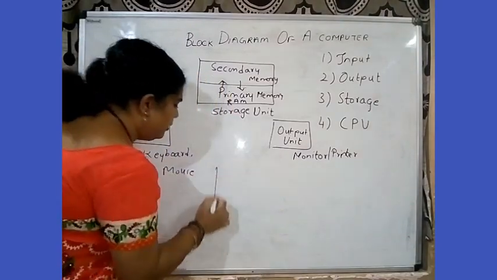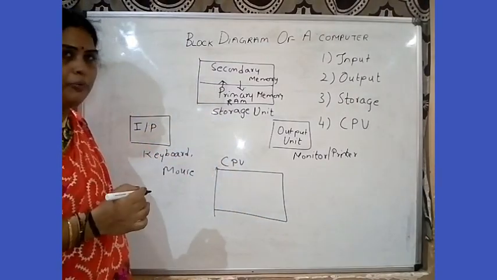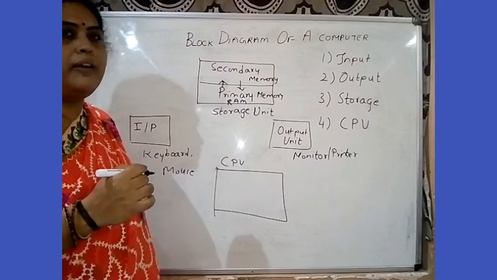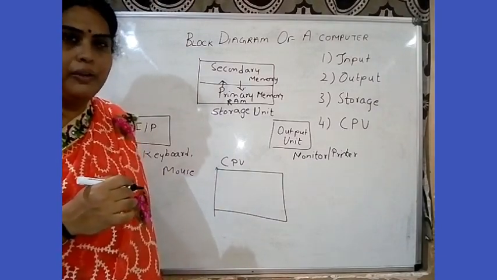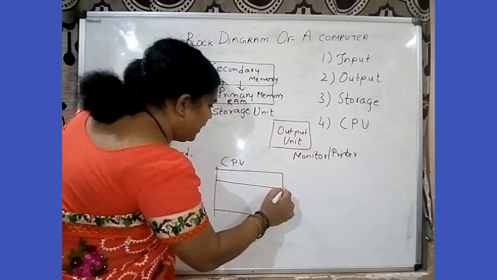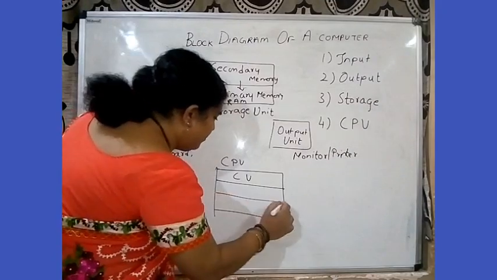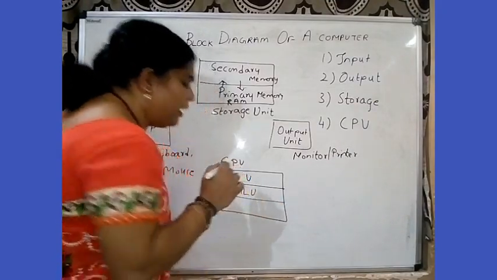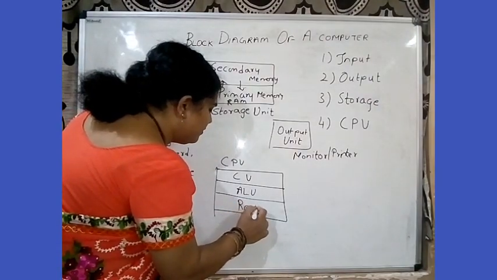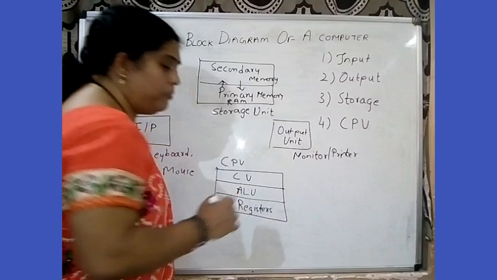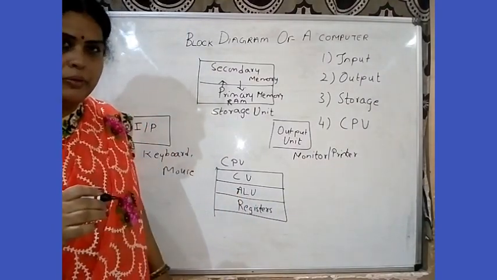And the 4th unit that we are seeing is your CPU. CPU means central processing unit. It is also known as the brain of the computer, where all the processing activities will be done by the computer. So the CPU is made up of 3 units. One is known as control unit. The second part is known as ALU, or arithmetic logic unit. And lastly, you have the registers. Registers are the working memory of the CPU. So this is how your block diagram looks.